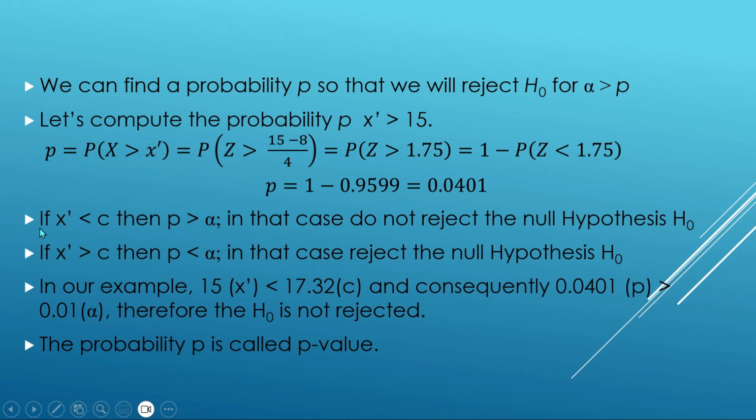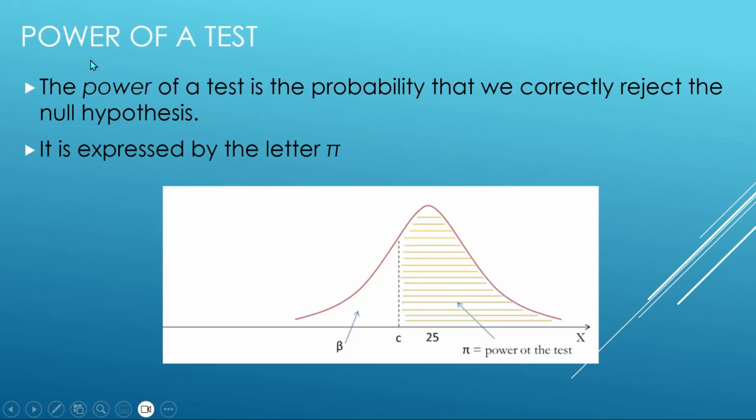So, in our example, we have matched this case, this condition over here. This condition is met. So, therefore, H naught is not rejected and this null hypothesis is accepted. Now, what is power of a test?